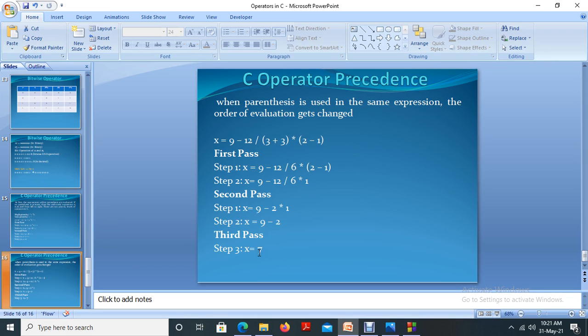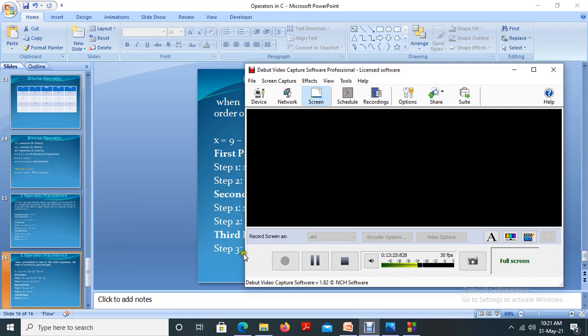So that's all about operators and operator precedence in C programming. Thank you. Hope you understand the concept. If you have any doubt, contact me.